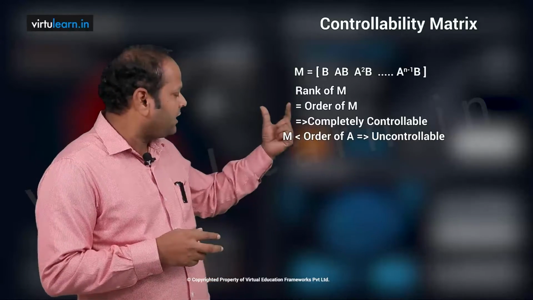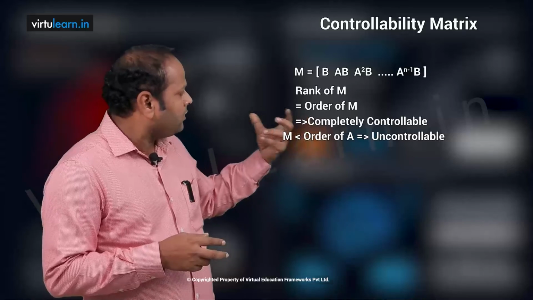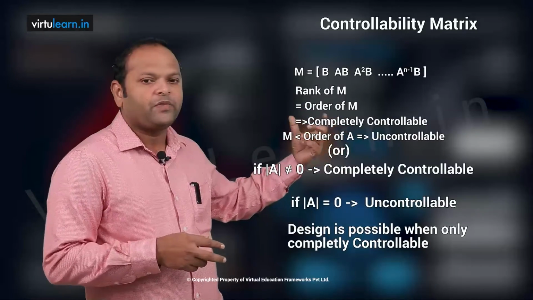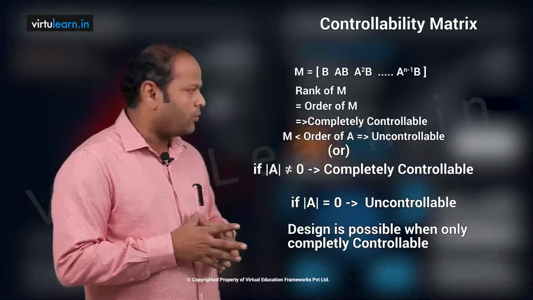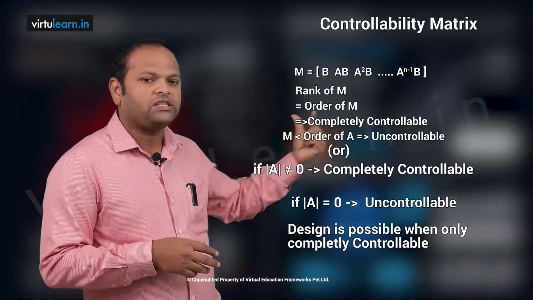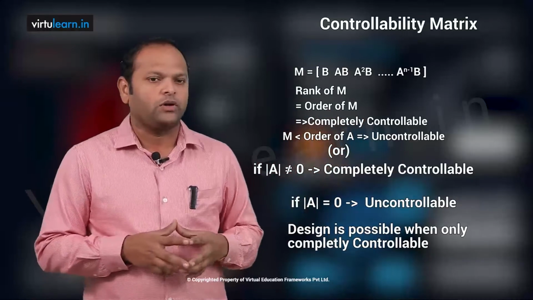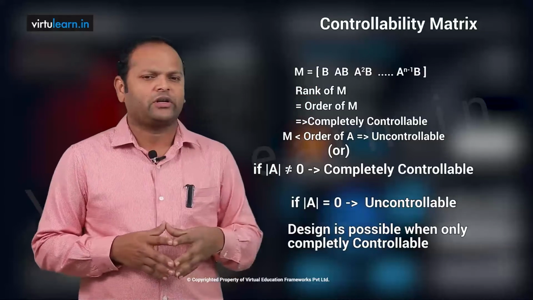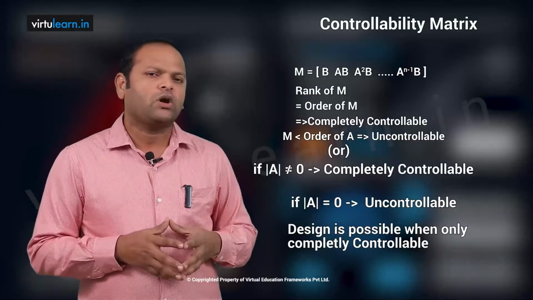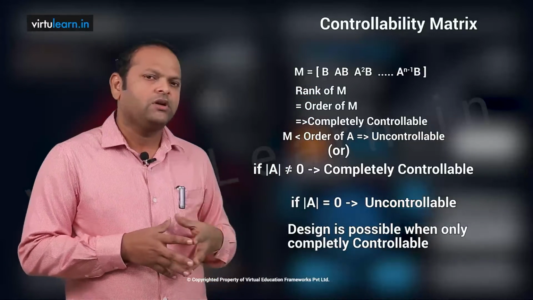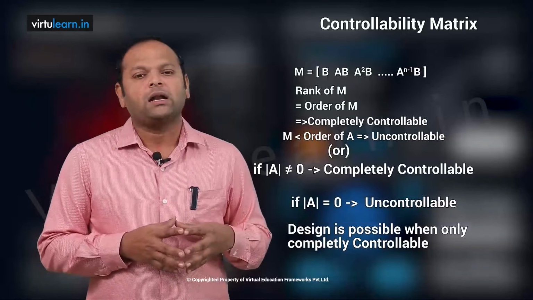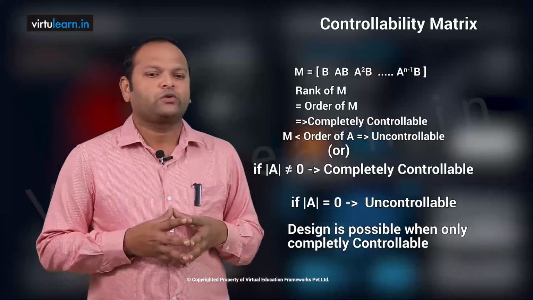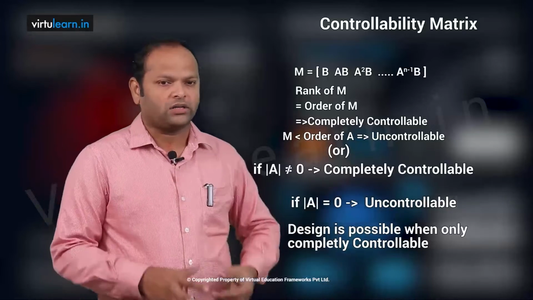If the determinant of M is not equal to 0, then we say the system is completely controllable. If the determinant of M is equal to 0, it is uncontrollable. We already know what the M matrix is; you just find the determinant of it. If the determinant is not equal to 0, completely controllable. If the determinant is 0, it is singular, and then we call it uncontrollable. As I said, this controllability is very useful to design feedback controllers.